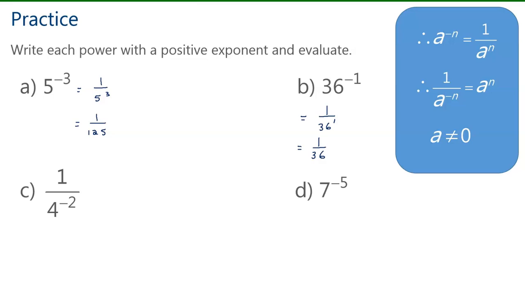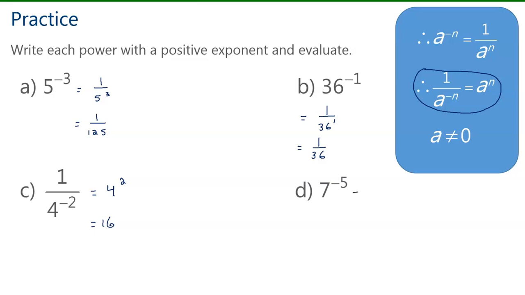Let's look at c. 1 over 4 to the negative 2. We're going to invoke law number 2, this one right here. And this is simply 4 to the positive 2, which of course is 16.